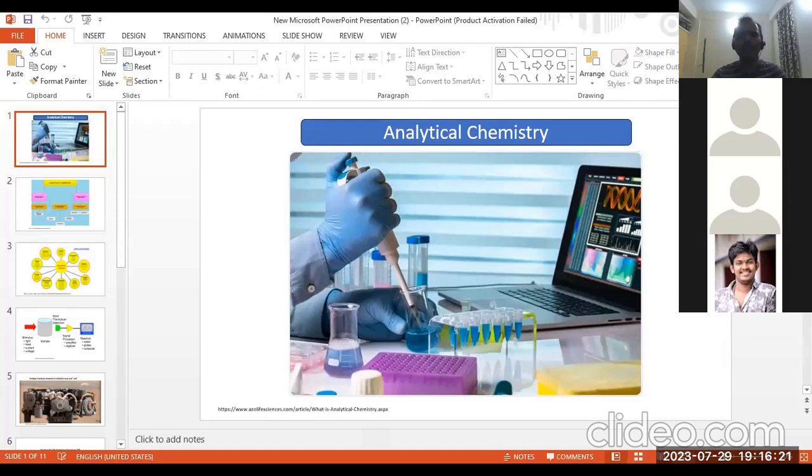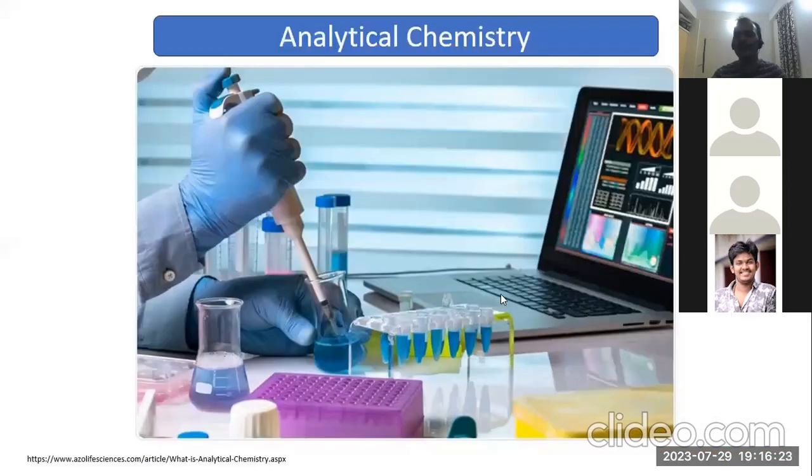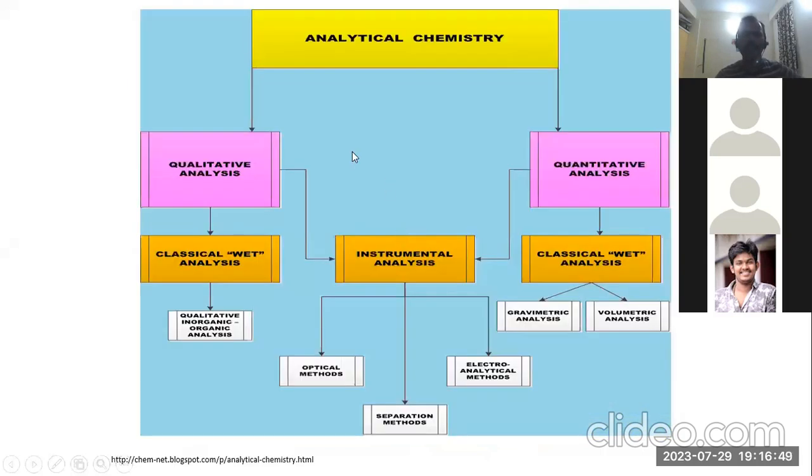Okay. So it is a qualitative analysis because according to its color we can say that it might be gold or silver. But we cannot say how much percent of gold is present or how much silver is present. But this is, you can say, the first step of analysis. Then we need to move further. So this is analytical chemistry.